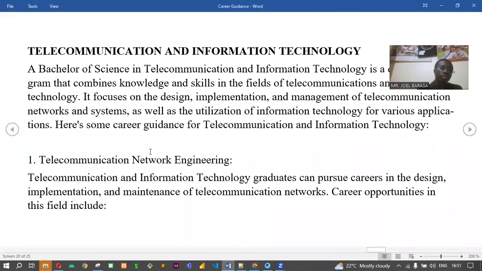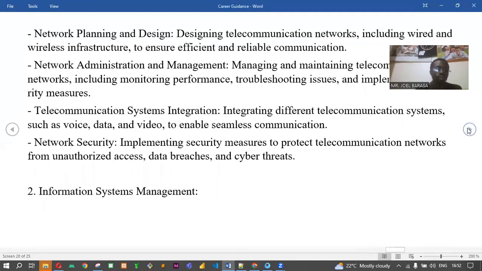Telecommunication and information technology, I've said that they deal with telecommunication and networking engineering. It focuses on the design, implementation, and management of telecommunication networks and systems. And here I've said that telecommunication and information technology graduates can pursue careers in design, implementation, maintenance, and telecommunication of networks. Companies like Airtel, Telkom, and Safaricom are the ones that will take you.